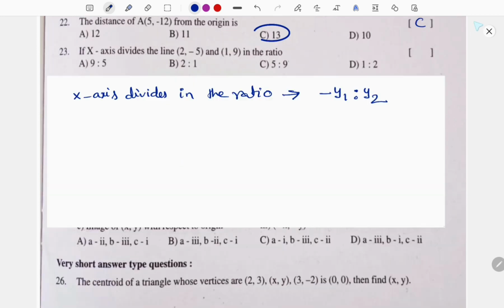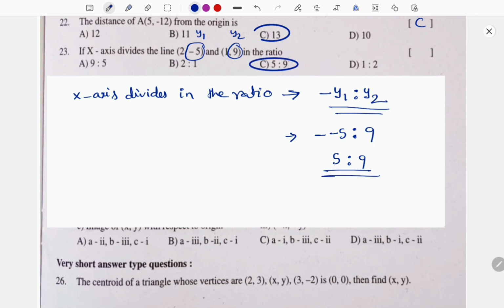Okay? Now 23rd question. If the x-axis divides the line segment in the ratio, the x-axis divides in the ratio minus y1 is to y2, that is the formula. Now see, what is y1 in this point? Here minus 5 is y1. What is y2? Here 9 is y2. So what is the answer now? Minus 5 is to 9, so therefore plus 5 is to 9. So 5 is to 9 is the right answer. So C is the right answer.